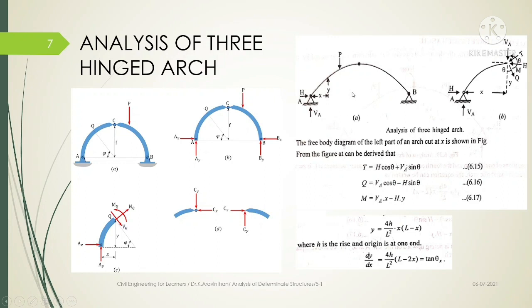If this is a straight beam which is having a point load, what will be your bending moment? You will be having VA into X. So what is the counter action? This counter action is being created by the horizontal support reaction. So this reduces your bending moment, and this is why you are getting less bending moment and less shear force. So technically we have discussed it here.